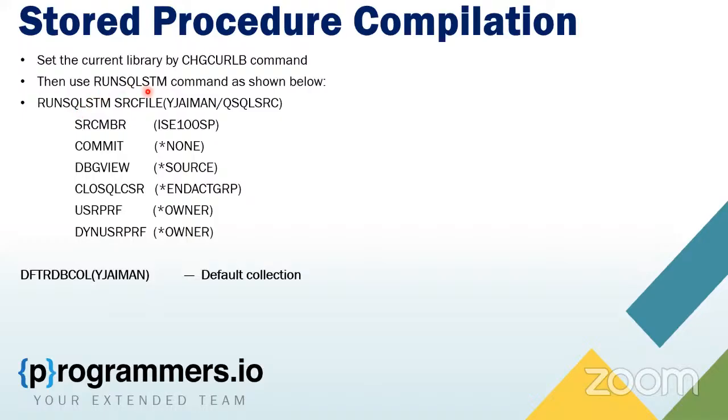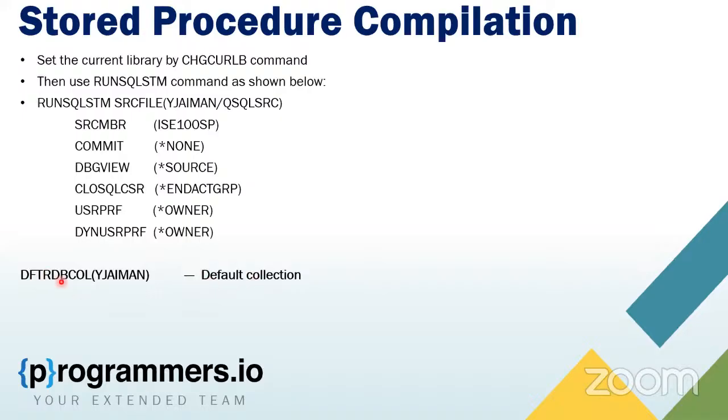To compile a stored procedure, I have defined these parameters in the source only. If you have given these parameters in the source, such as dynamic user profile, debug view, commit, and user profile, you do not need to give them here. But if you have not given them in the source, you need to give them every time. So if you do not want to repeat yourself, just define them in the source. If you do not set your library as the current library and you want to create the object in a specific library, you can give that library name in the default collection.